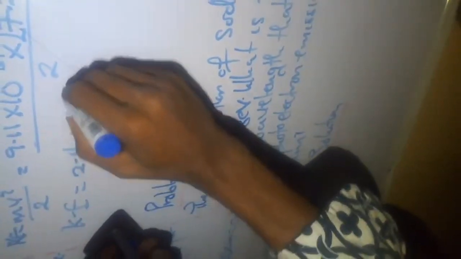That gives us a value of 2.4 times 10 raised to the power of minus 19. That's our kinetic energy: 2.4 times 10 raised to the power of minus 19 joules. That's it. Hope we get that right.